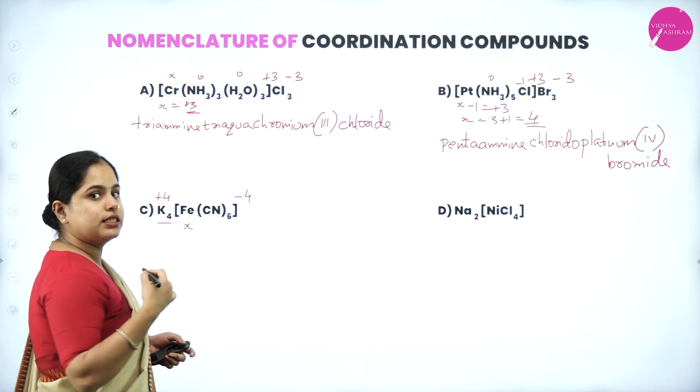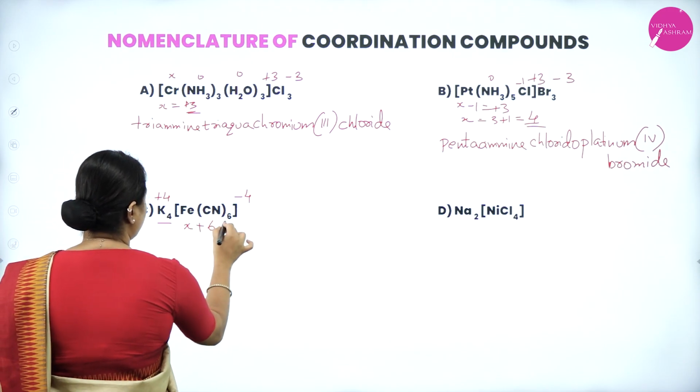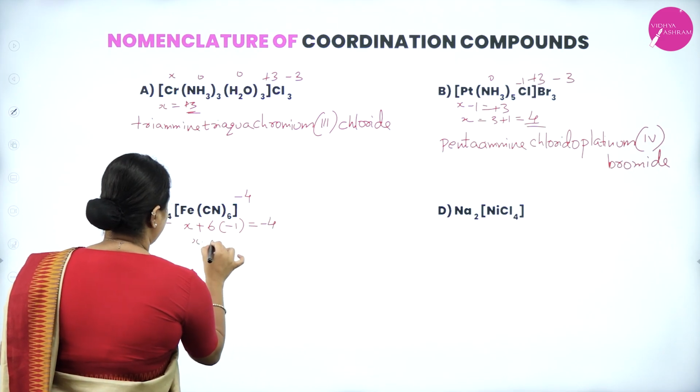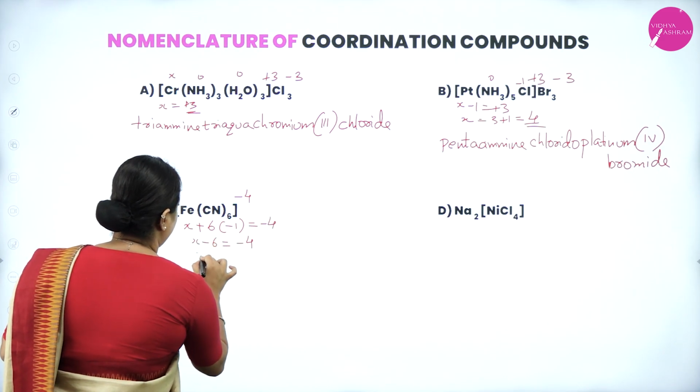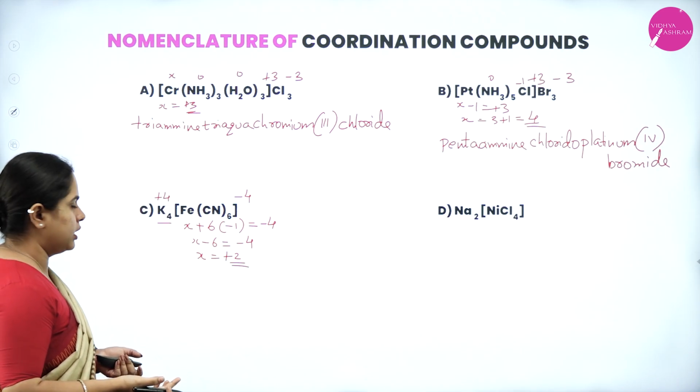And CN is an anionic ligand. So how many are there? 6 are there, so 6 into minus 1. What is the total charge? It is minus 4. So x minus 6 is equal to minus 4. X is equal to plus 2. Right, so the oxidation number is calculated.